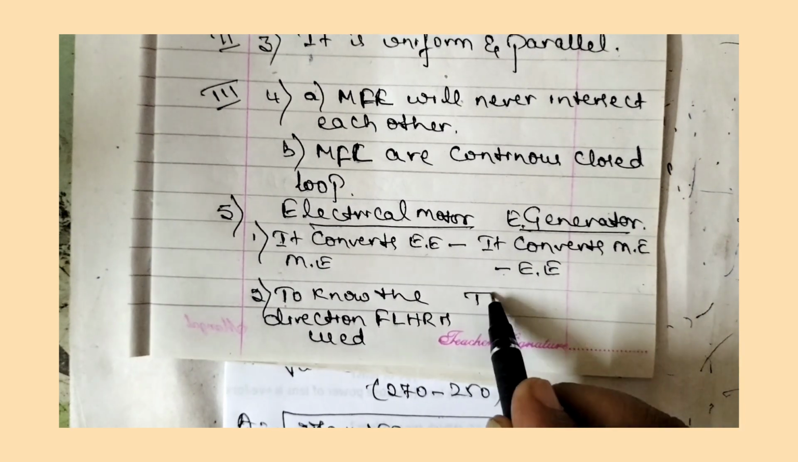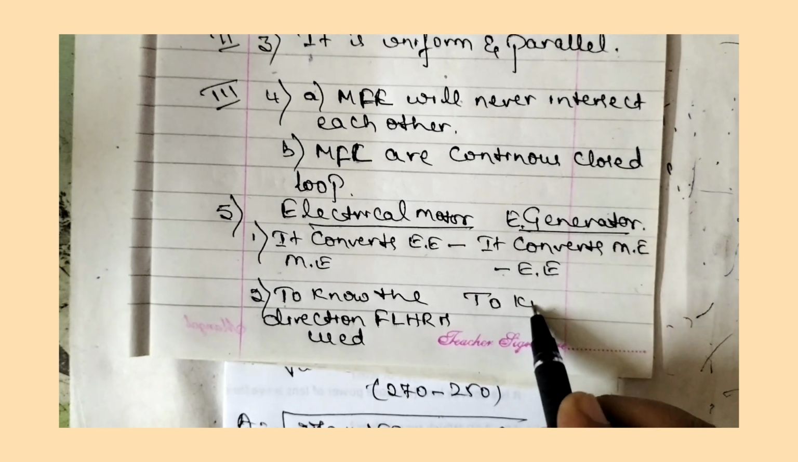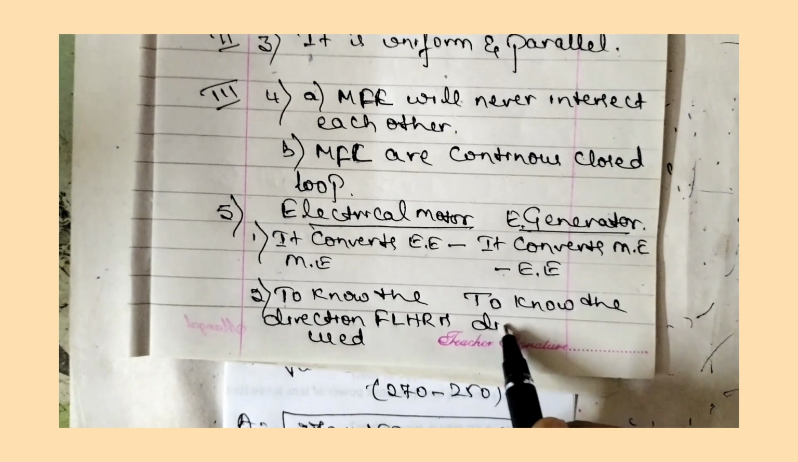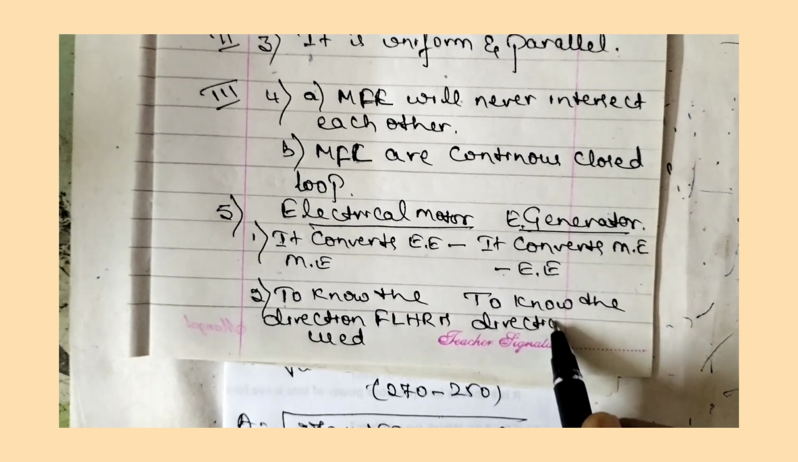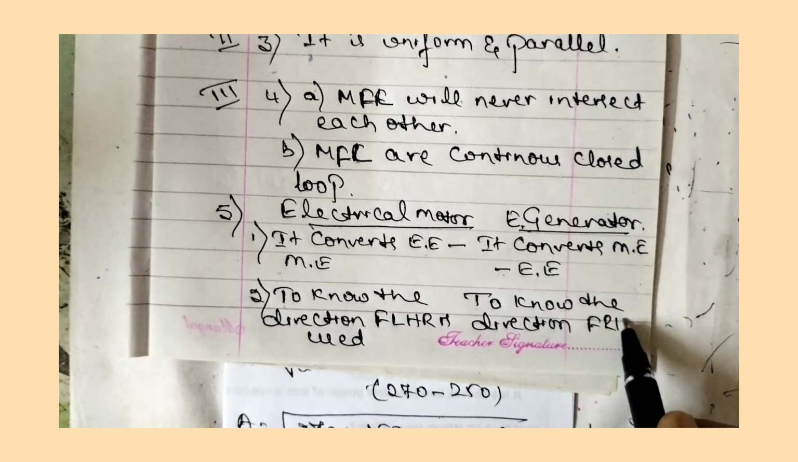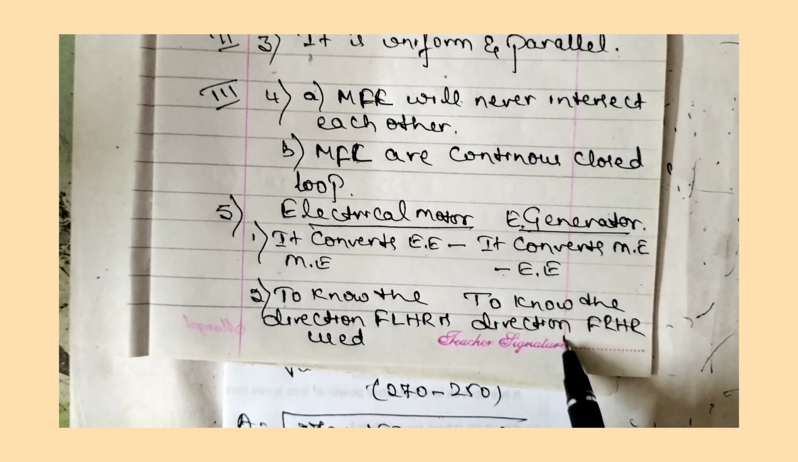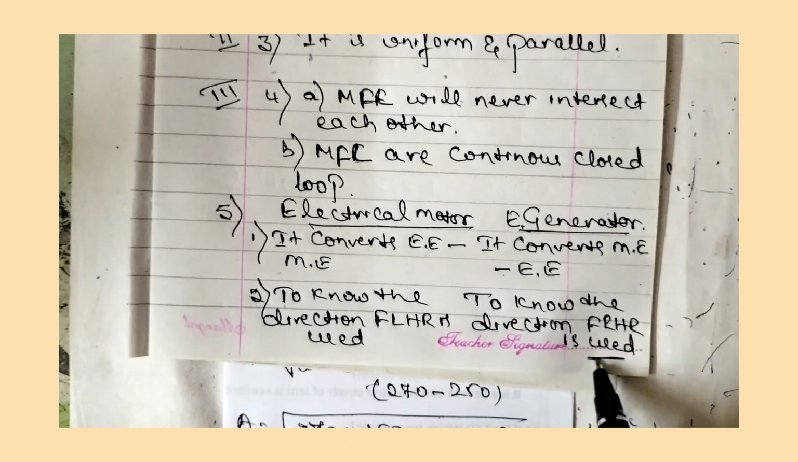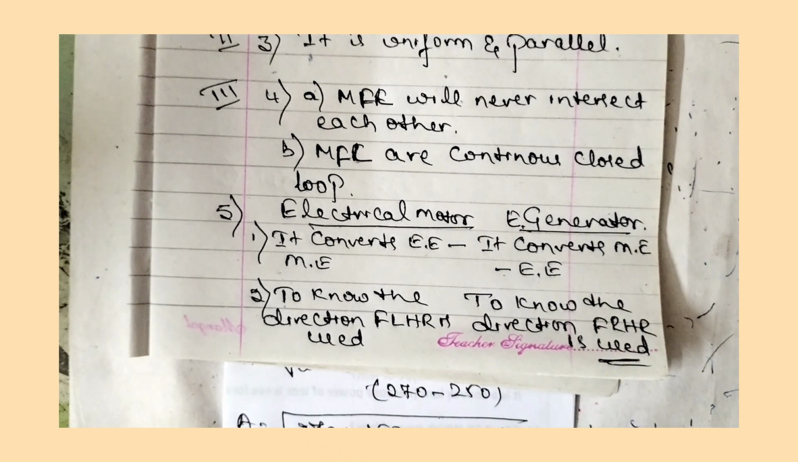Then to know the direction in generator, Fleming's right hand rule is used. FRHR means Fleming's right hand rule. So these are the two differences between electric motor and electric generator.